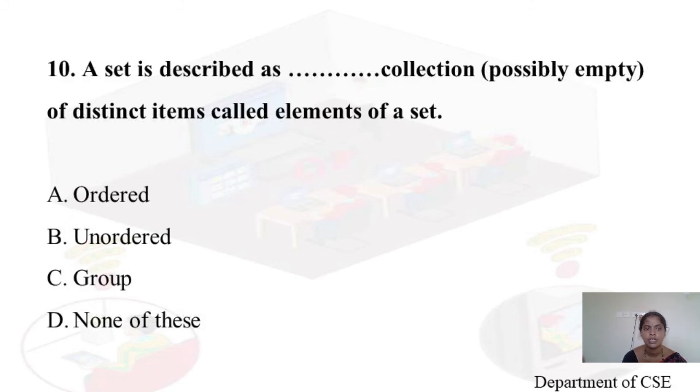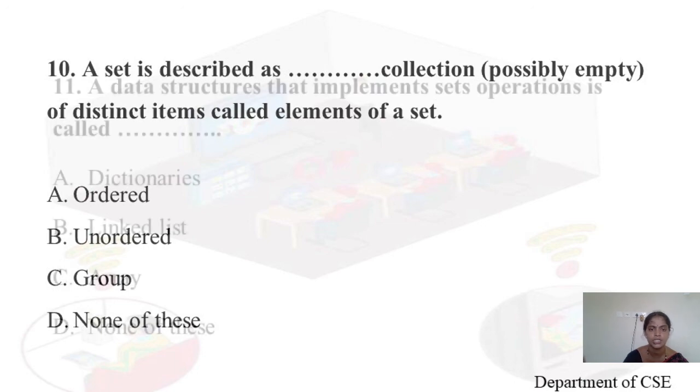At last, a set is described as a dash collection, which can also be empty, of distinct items called elements of a set. A set is a collection of distinct items. Is it ordered, unordered, grouped, or none of these? It is an unordered collection, whereas a list is an ordered collection of elements.